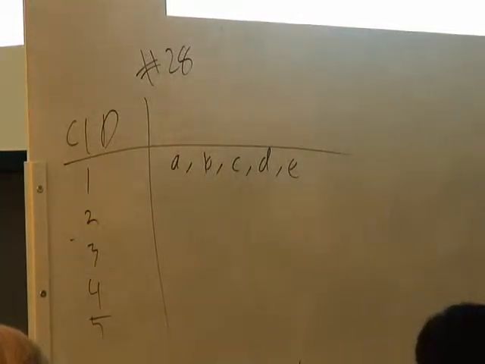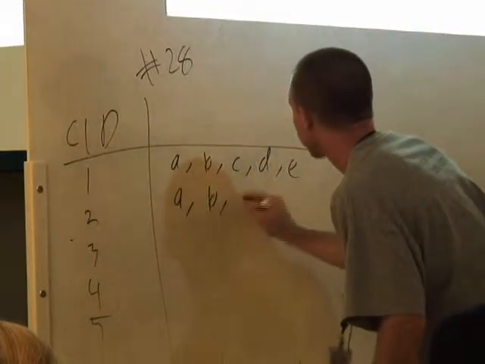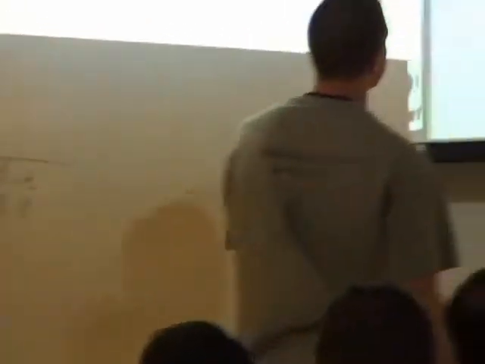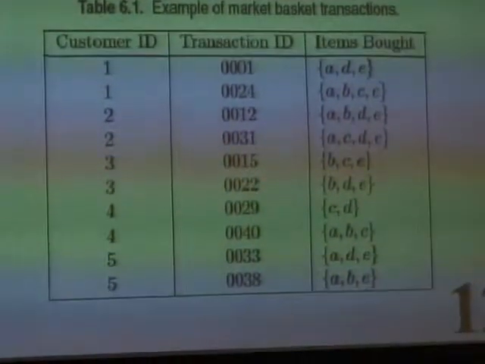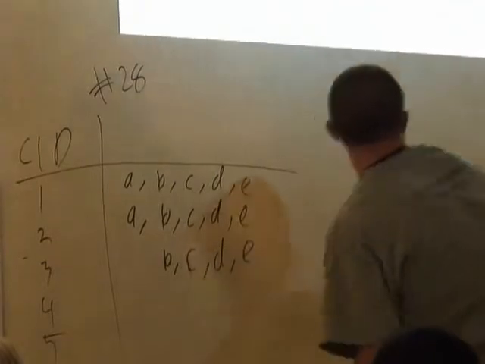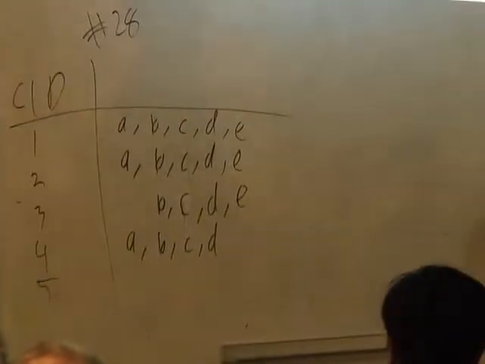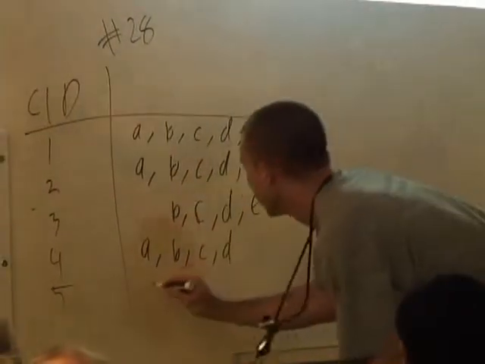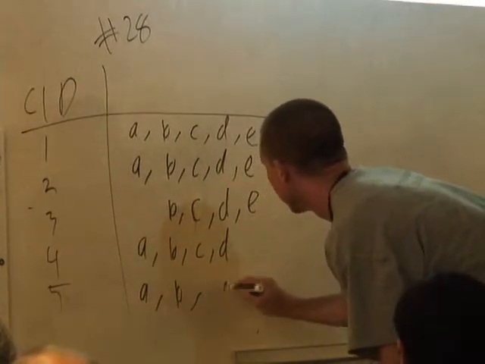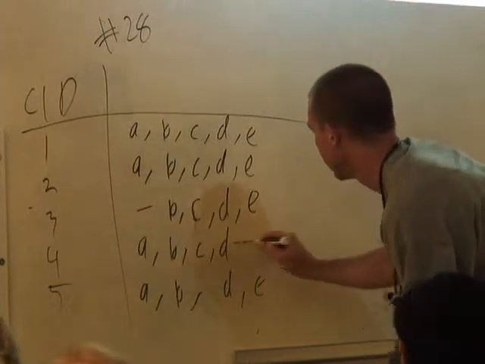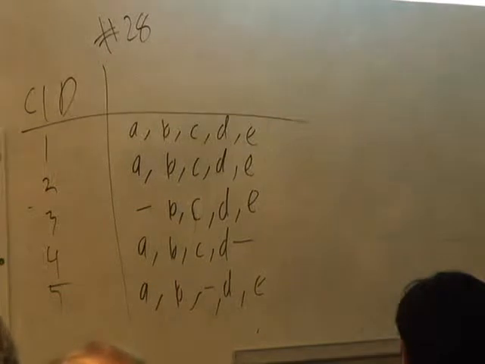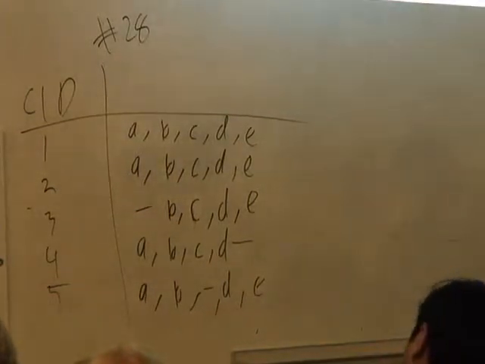Next guy has also bought everything, A, B, C, D, E. But number 3 did not buy A. Number 3 came a couple times and never bought A, but he bought everything else: B, C, D, and E. Customer 4 bought everything except E: A, B, C, D. And customer 5 bought everything except C: A, B, D, E. So let me put little placeholders there to indicate where they didn't buy something. That's the same data at the customer level.